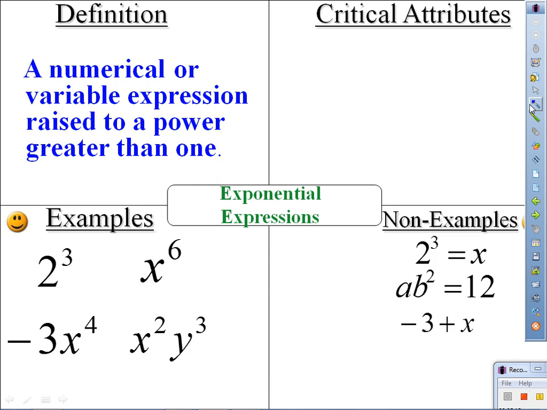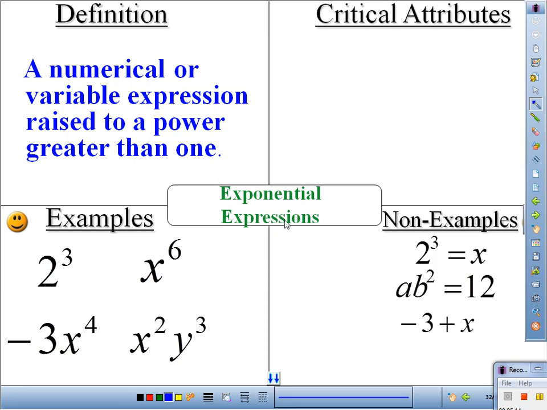All right, so think about it. What makes an exponential expression an exponential expression? Hashtag that. A couple of them. Tell your neighbor a hashtag, please.